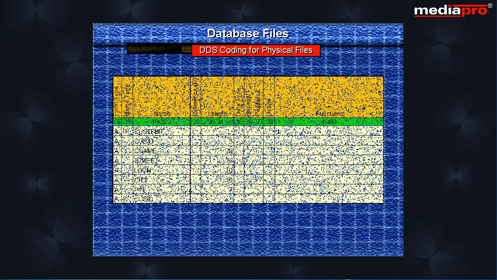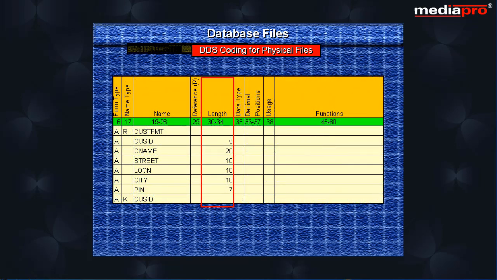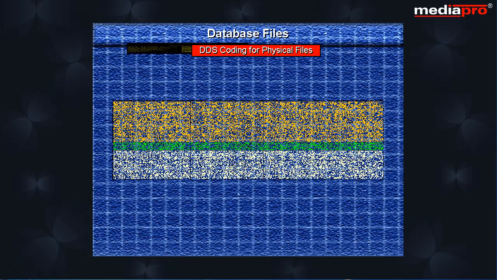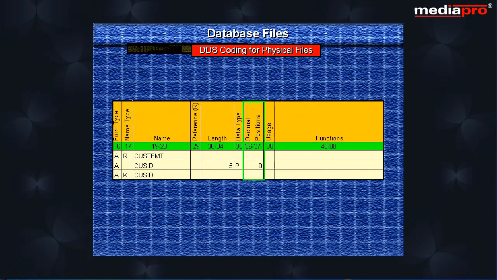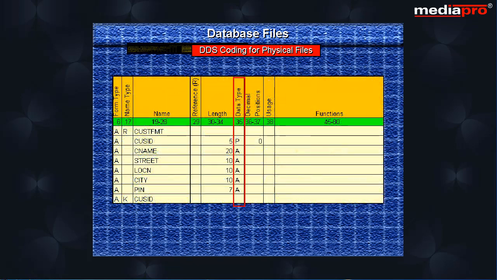In columns 30 to 34, we define the length of the fields. This has to be written right justified. This entry is valid only when defining fields. Columns 36 and 37 are used to indicate the number of decimal positions in a numeric field. In column 35, indicate the data type of field. A indicates a character field. P indicates a packed decimal. We will see more about that type in a little while.